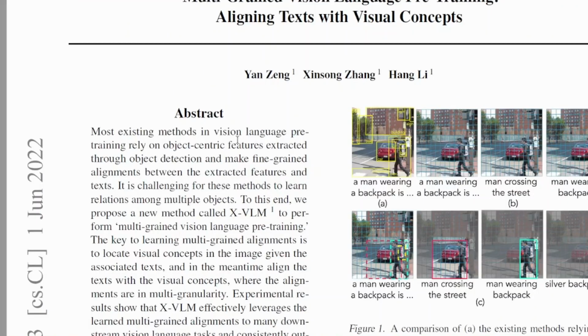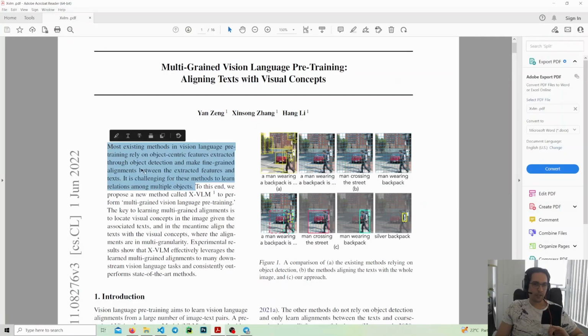Most existing methods in vision language pre-training rely on object-centric feature extracted through object detection and make fine-grained alignments between the extracted features and text. It is challenging for these methods to learn relation among multiple objects. So let me explain what's happening here.